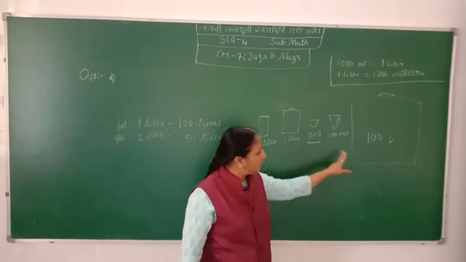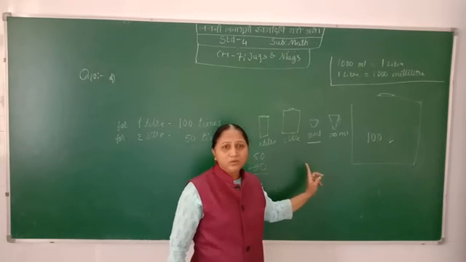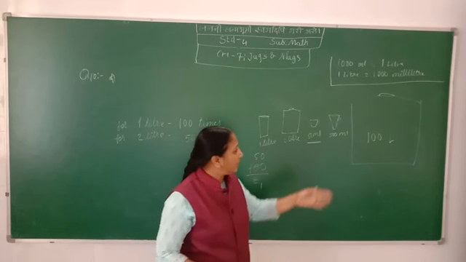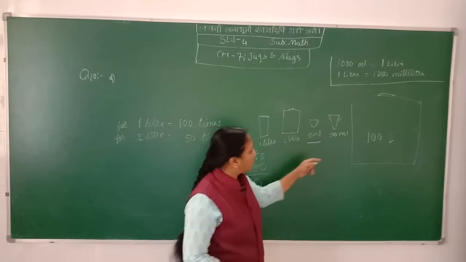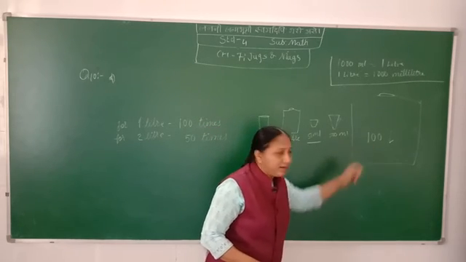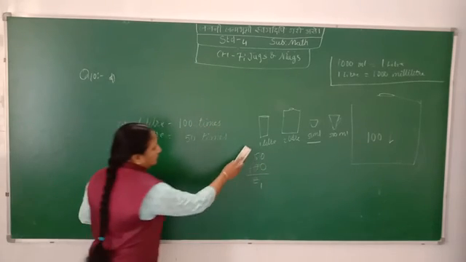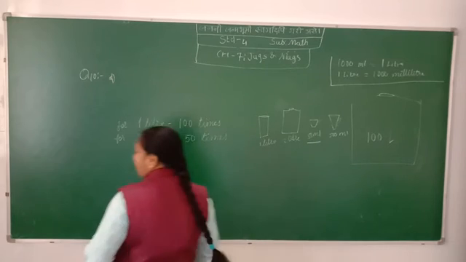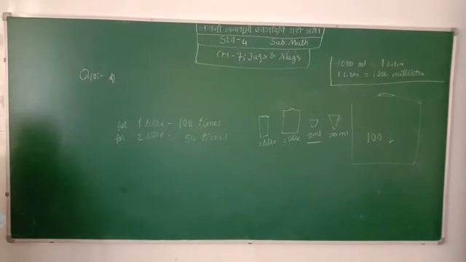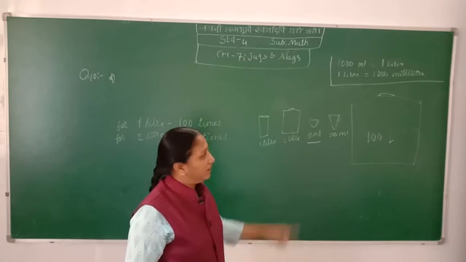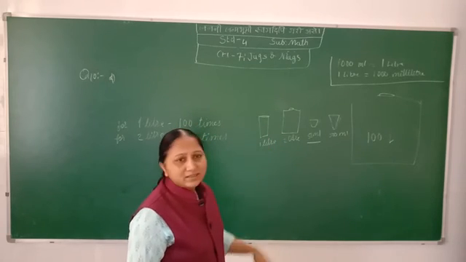That means we will convert liter into milliliter, because it is not possible to convert milliliter into liter, but we can convert liter into milliliter. So first of all we will convert 100 liters into milliliters. As you know, 1 liter contains 1000 ml. So how many ml are in 100 liters?